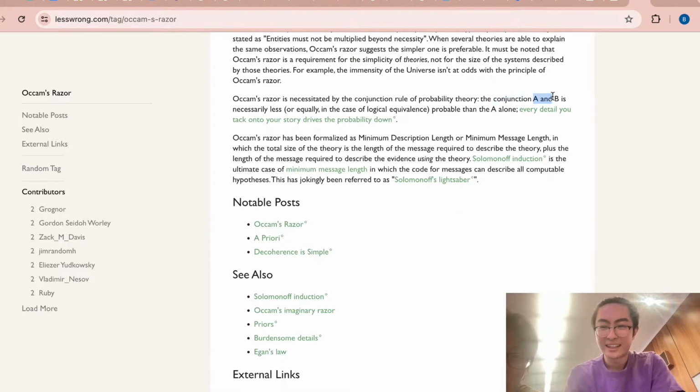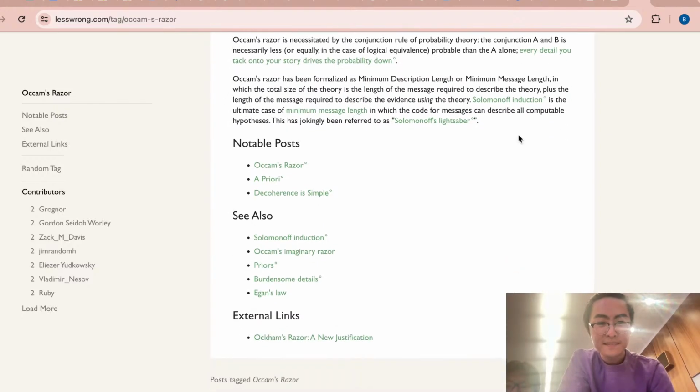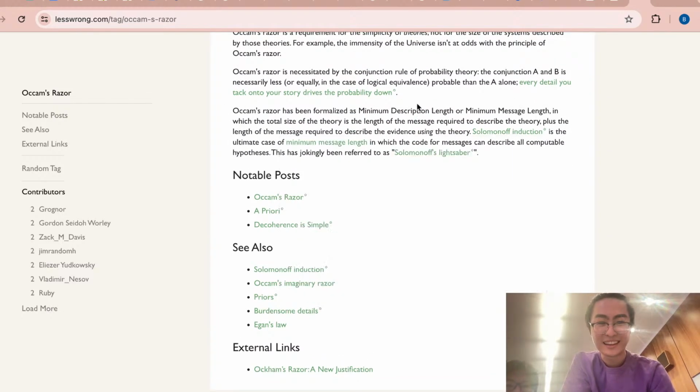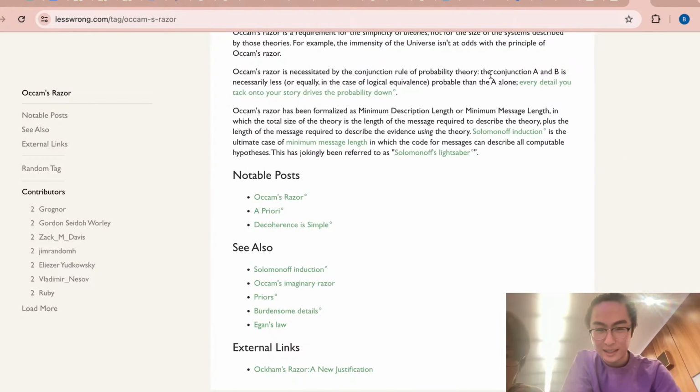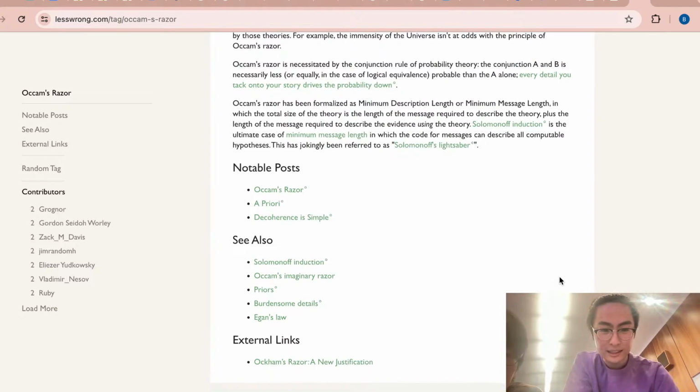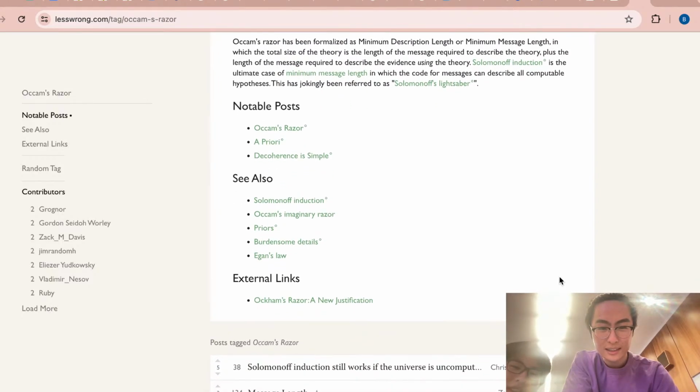Well, it's like if you flip a coin, right? What's the probability that you get heads and tails? Zero. Yeah, and that's always less than just the probability of getting heads. Oh, okay. And what does that have to do with Occam's razor? I don't know. Minimum description length? Every detail you tack onto your story drives the probability down. I guess in order to keep the probability of your story being true, you just make it as simple as possible. It's gotta be more complicated than that.